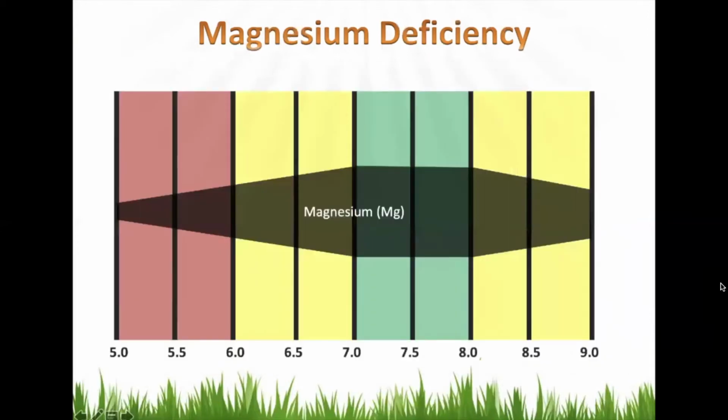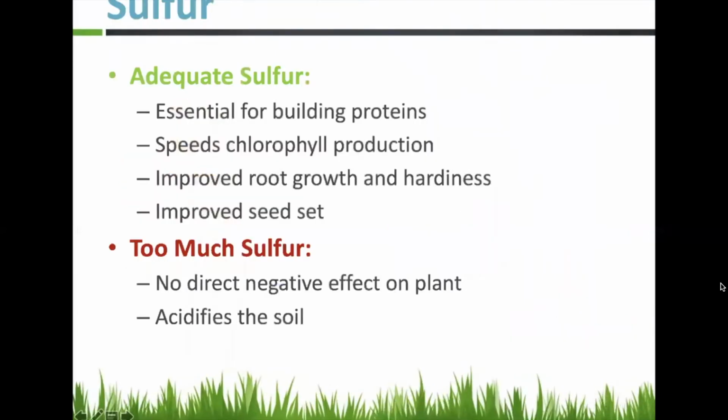And anything below 7.0 or above 8.0, there may be issues with magnesium deficiencies. Next, we have sulfur. With adequate sulfur, there's going to be good amounts of proteins, and it speeds up chlorophyll production, so the leaves are going to be nice and green. There's going to be really healthy root growth and hardiness, and it also improves the seed set. With too much sulfur, there's not necessarily a negative effect to the plant itself, but it acidifies the soil.